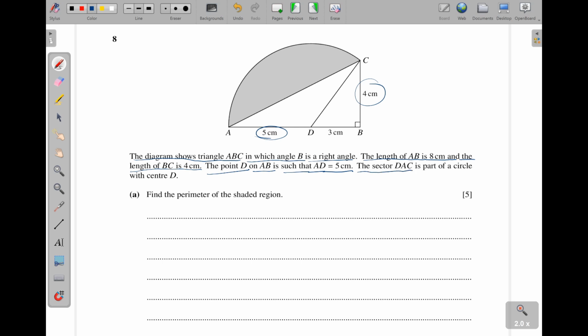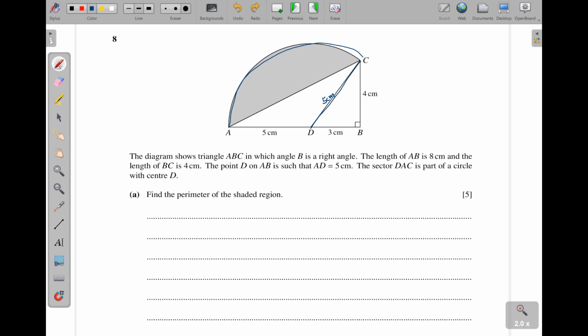The sector DAC is part of a circle with the center D. So this is the center here. This simply implies that if this one is 5 here, then even this one is 5. So I'll put here 5 centimeters, okay? Because this arc here, the radius here and this one must be the same.